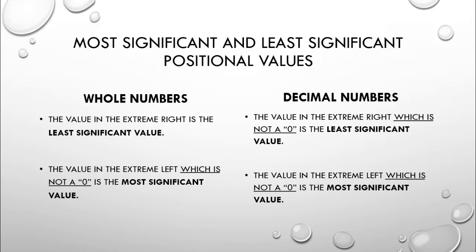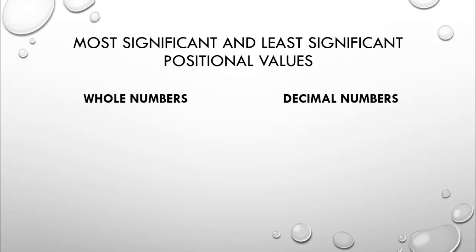But for whole numbers, on the right side we don't consider the 0. On the left side we consider the 0. So these are the rules for positional values. So let's consider some numbers and see what their most and the least significant positional values would be.